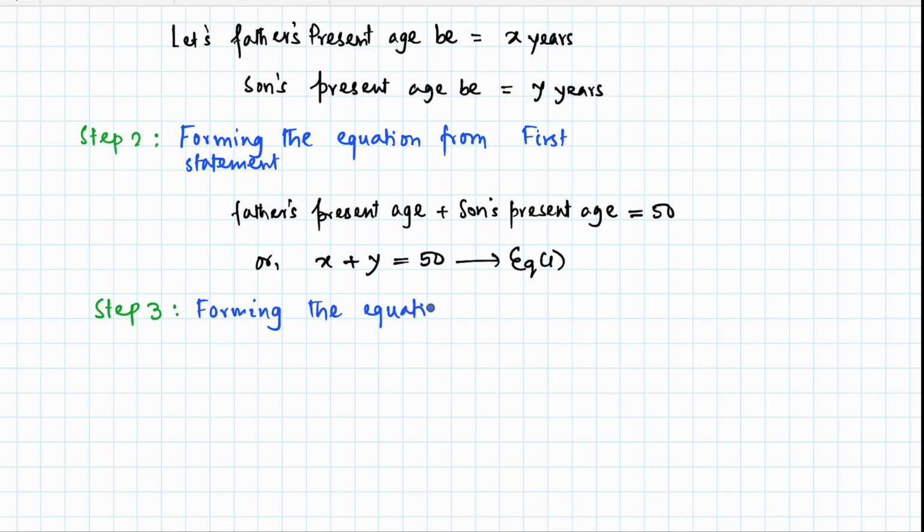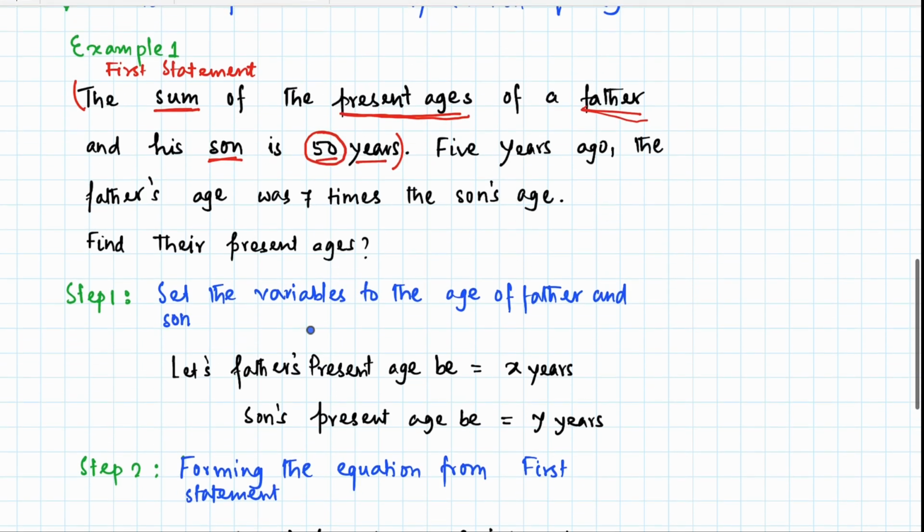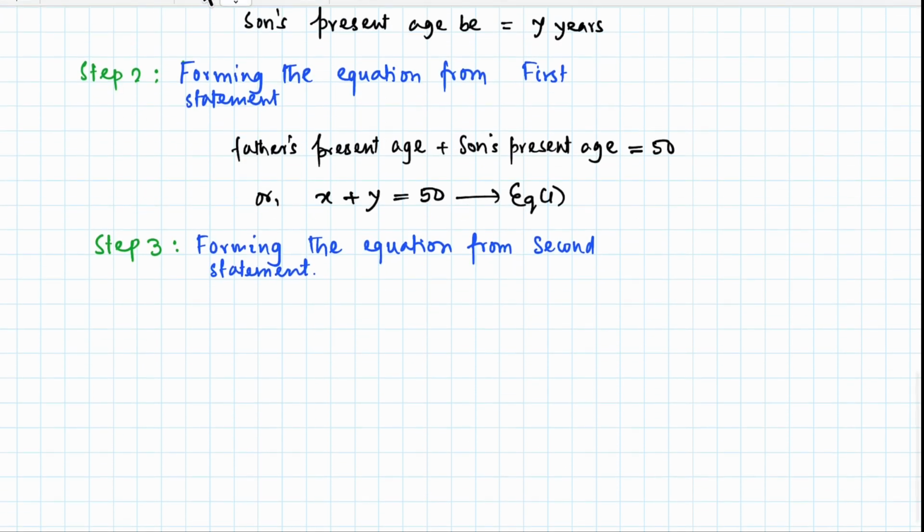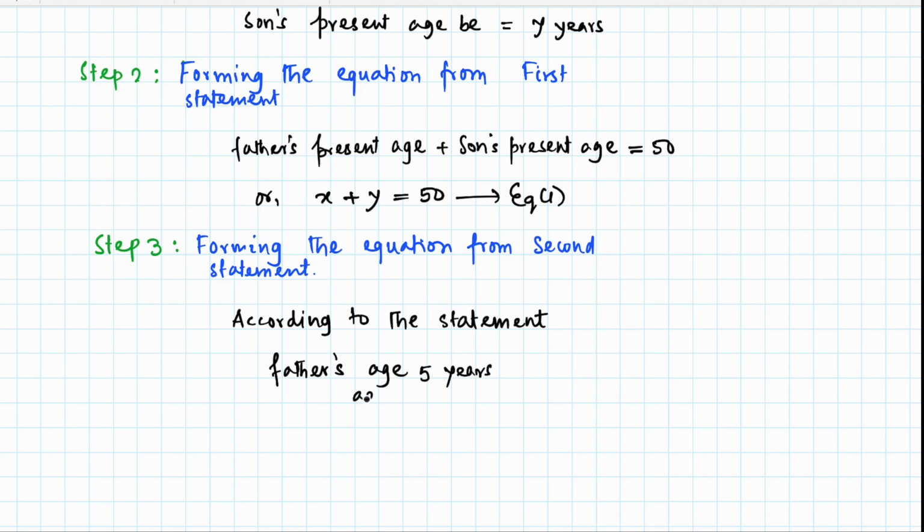Now in step 3, we are forming the equation from the second statement. The second statement says 5 years ago, that is the past, the father's age was 7 times the son's age. So you have to go 5 years into the past. According to this statement, the father's age 5 years ago will be equal to 7 times the son's age 5 years ago.